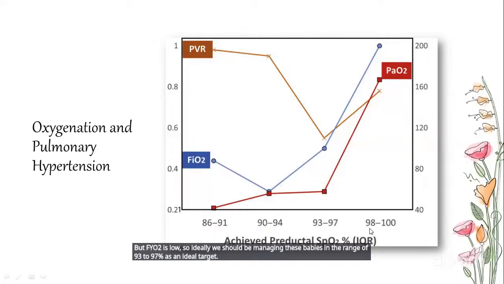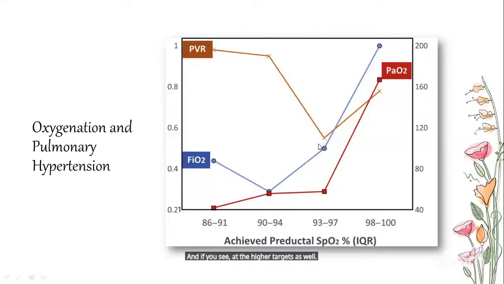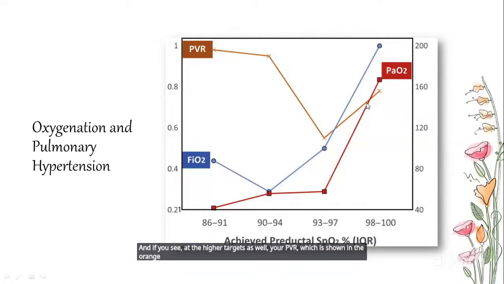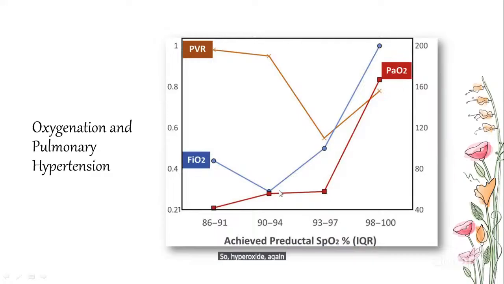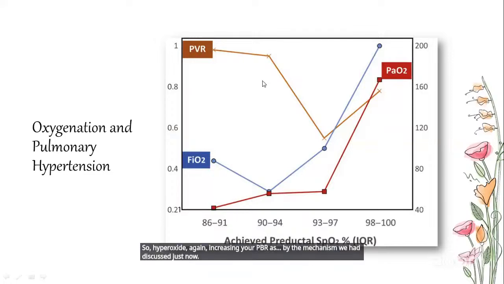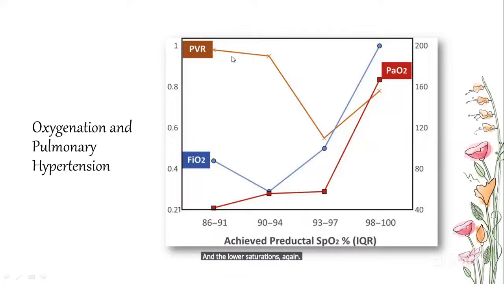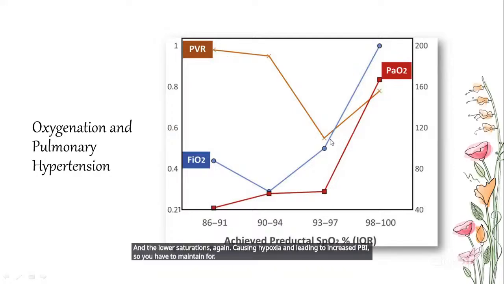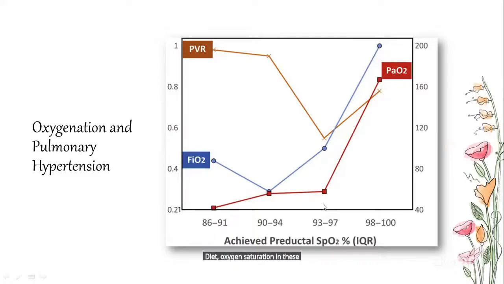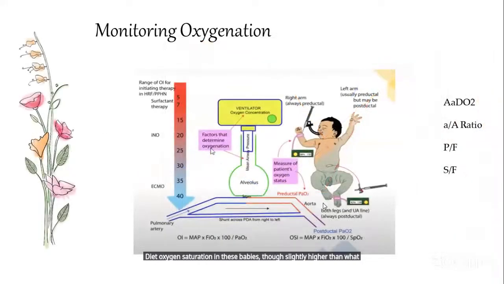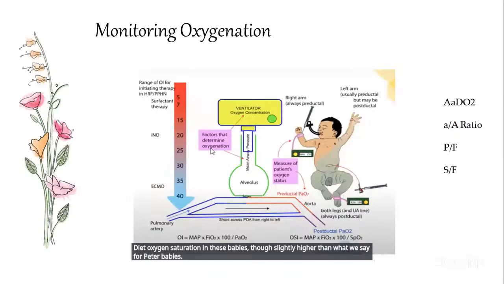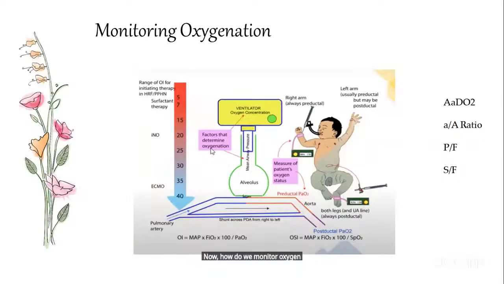And if you see at the higher targets as well, your PVR, which is shown in the orange color, is going up again. So hyperoxia is again increasing your PVR, by the mechanism we have discussed just now. And lower saturations again cause hypoxia and lead to increased PVR. So you have to maintain a tight oxygen saturation in these babies, though slightly higher than what we say for preterm babies. Now, how do you monitor oxygenation in a PPHN baby?